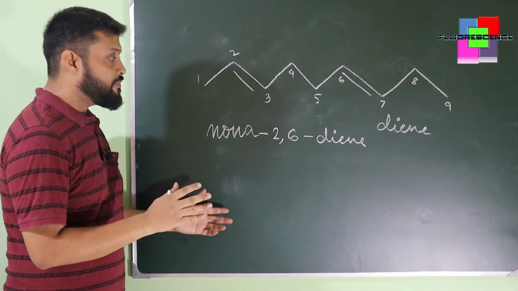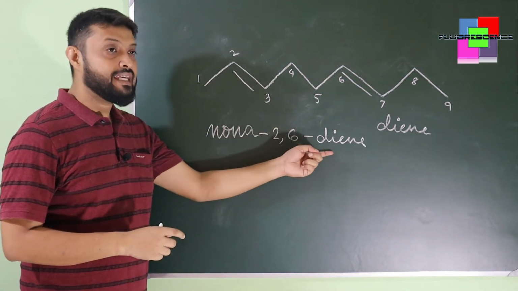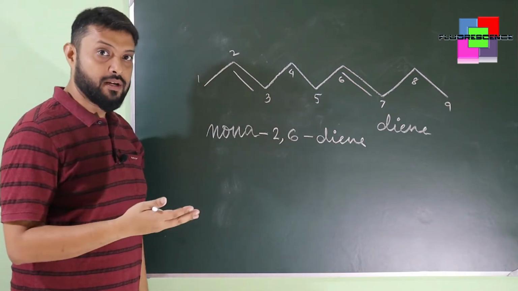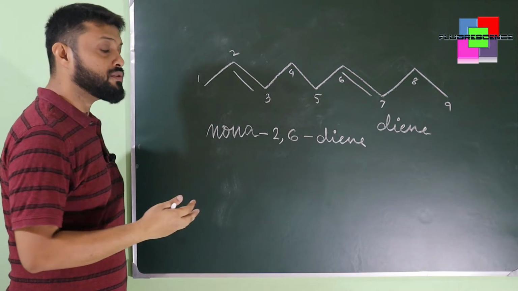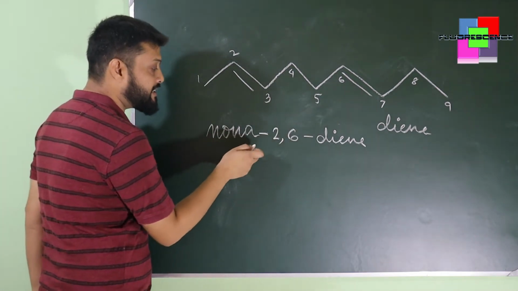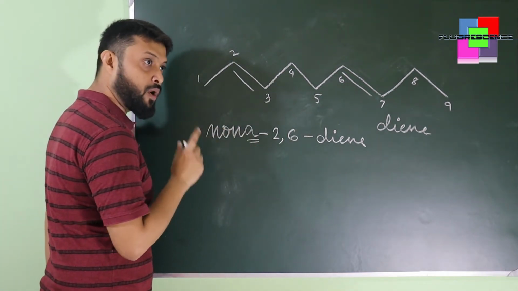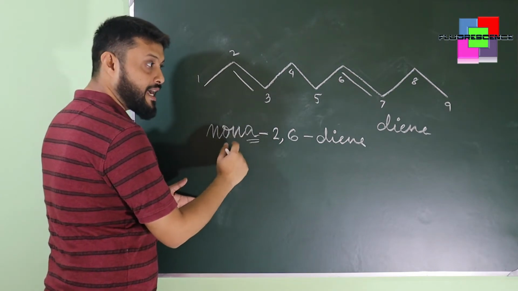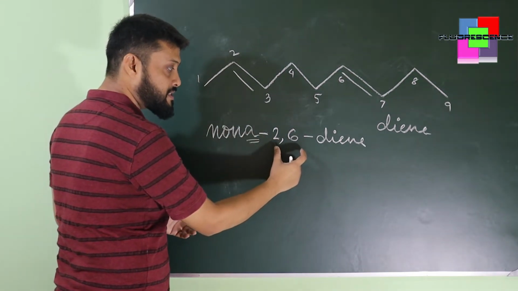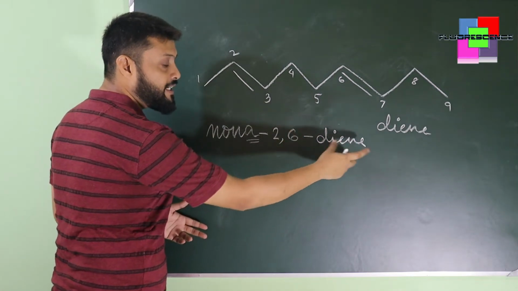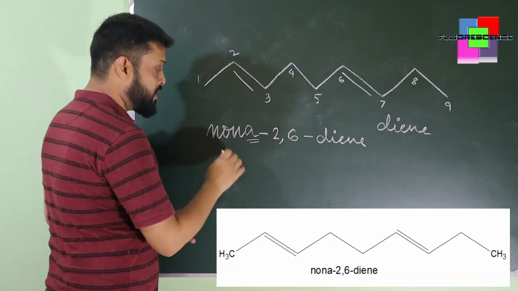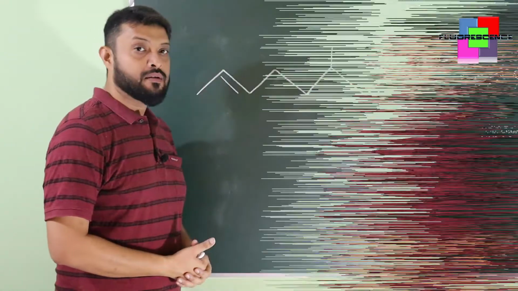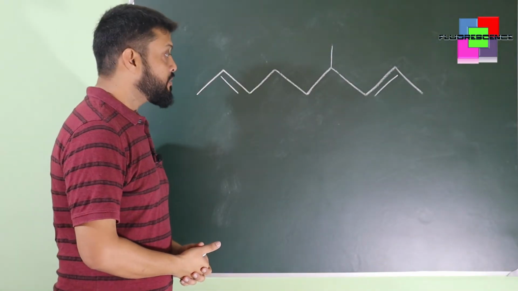Moral of the story is that whenever you get more than one double bond or triple bond, you will end with A. Always. So it's going to be alka. From alkene, it's alka. Then the locants followed by diene, triene, or whatever it may be. So the name of this compound becomes nona-2,6-diene. Now moving to this compound.